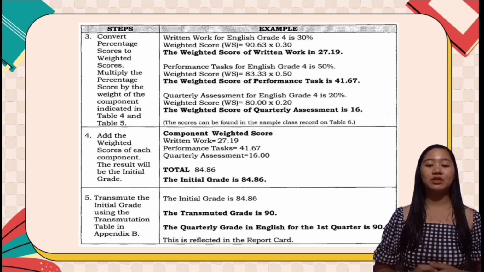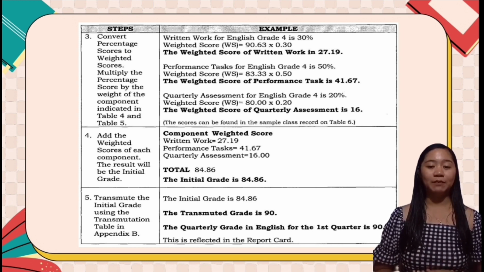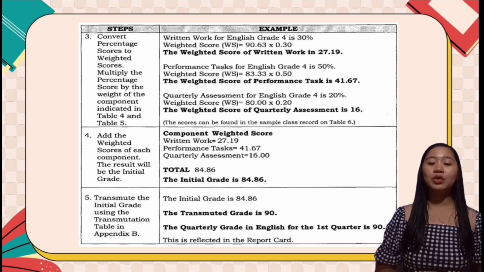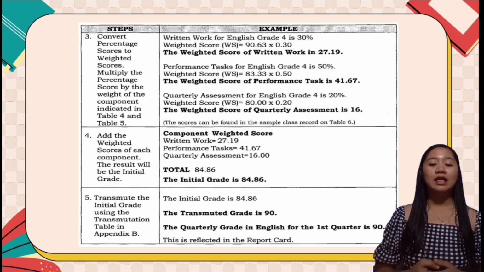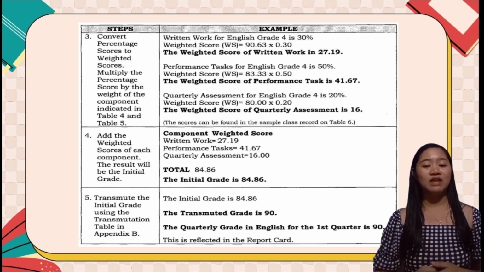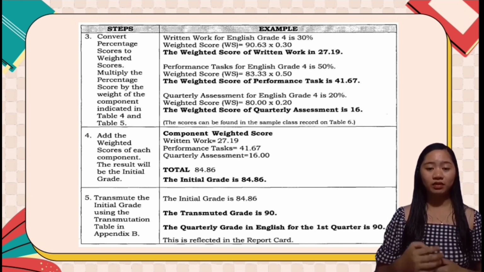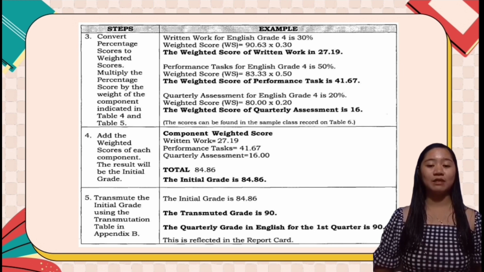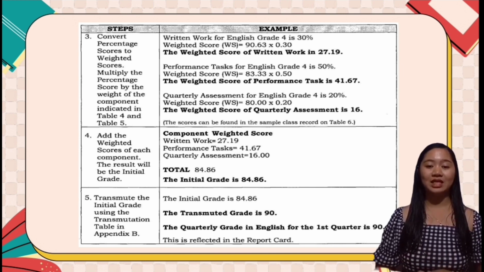And now let's proceed to the fourth step. Add the weighted score of each component. The result will be the initial grade. As you can see in the example, the weighted scores of the components are being listed. So now let's add the WS of each component. Written work equals 27.19, performance task 41.67, quarterly assessment 16. So the total, which is the initial grade, is 84.86.